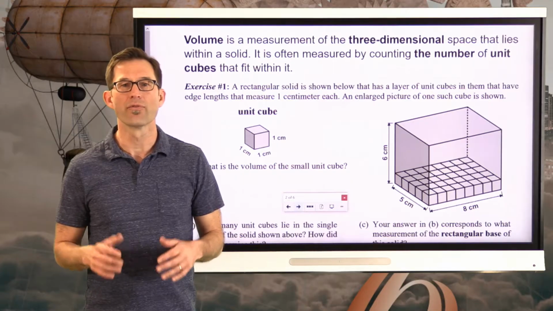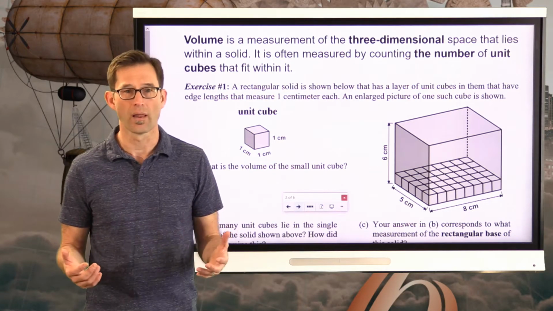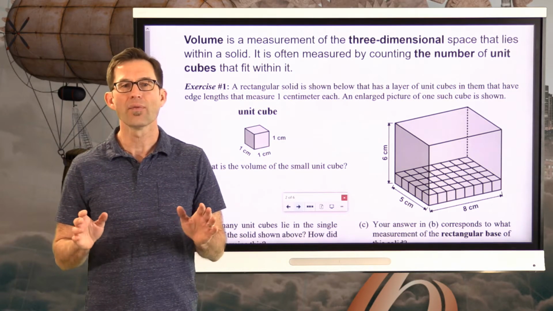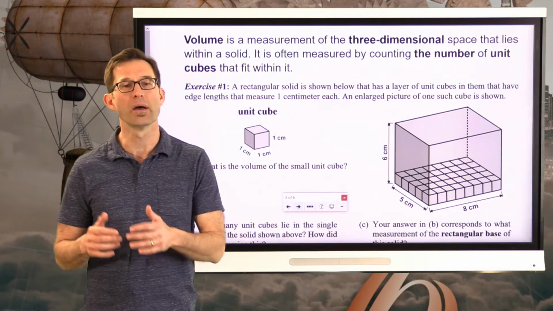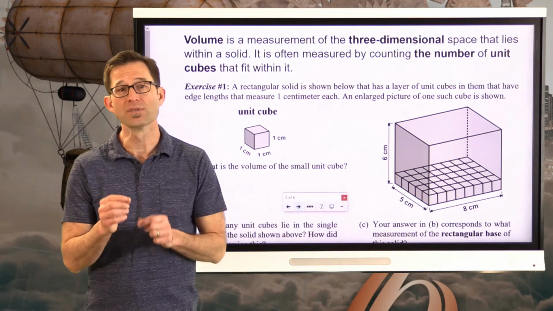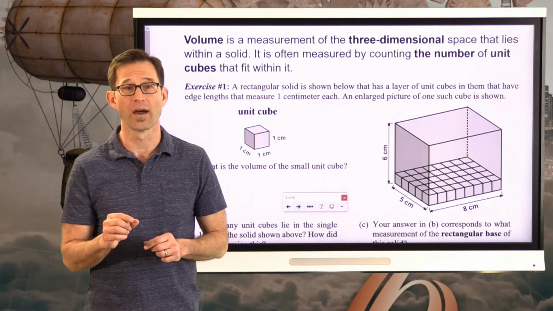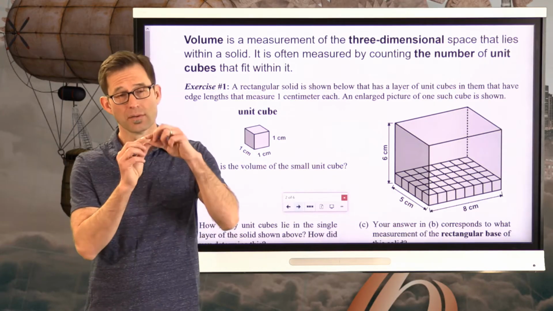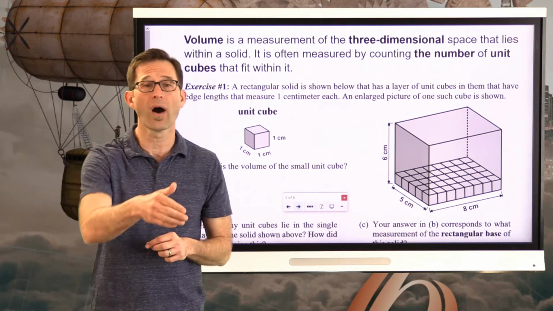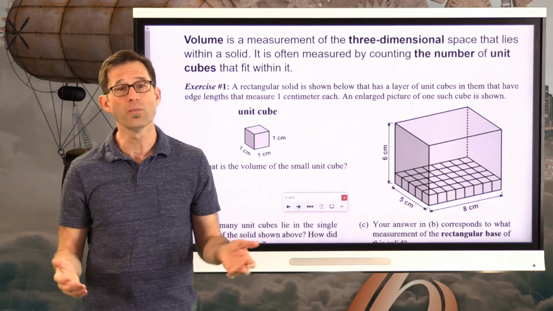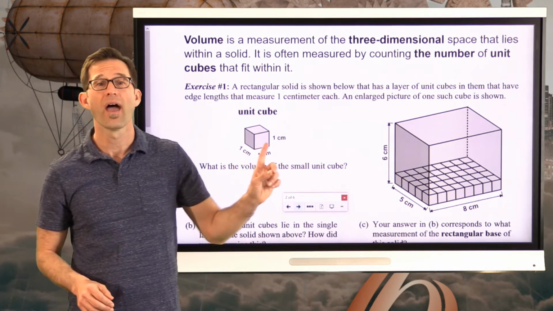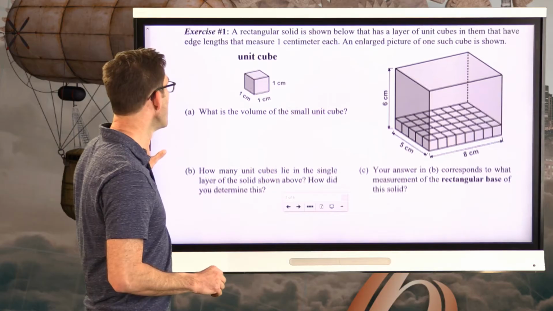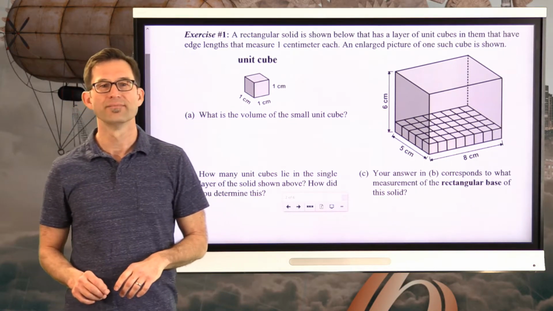Volume is simply the measurement of three-dimensional space that lies within a solid, right? It's often measured by the number of unit cubes that fit within it. Now this is very similar to the idea of measuring two-dimensional area by using the number of unit squares that fit inside, right? When we say that the area of that is 25 square inches, we're talking about squares that are 1 inch by 1 inch and 25 of them fitting inside. Well, with volume, we do the same thing, except we're trying to figure out how many unit cubes fit inside. So let's begin in exercise 1 by remembering how exactly we do that.